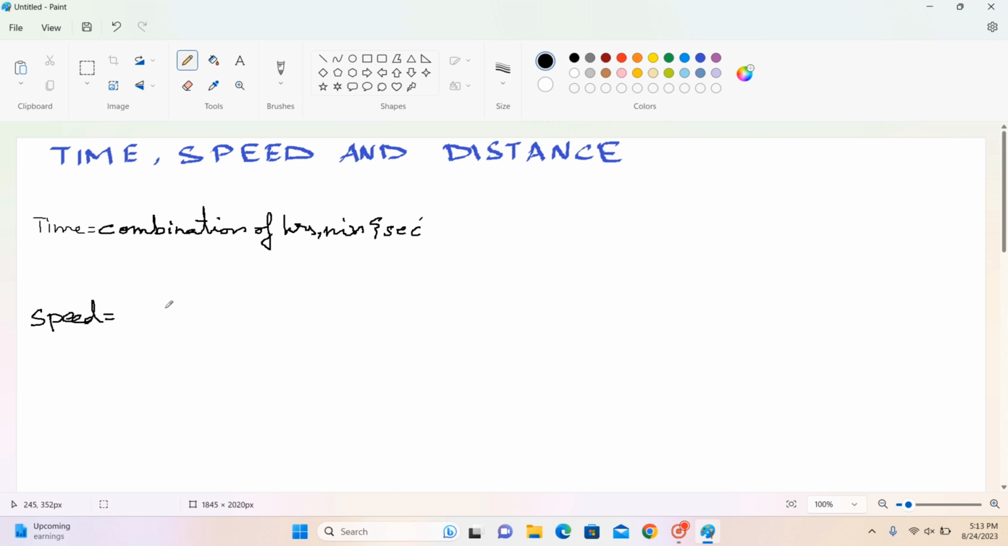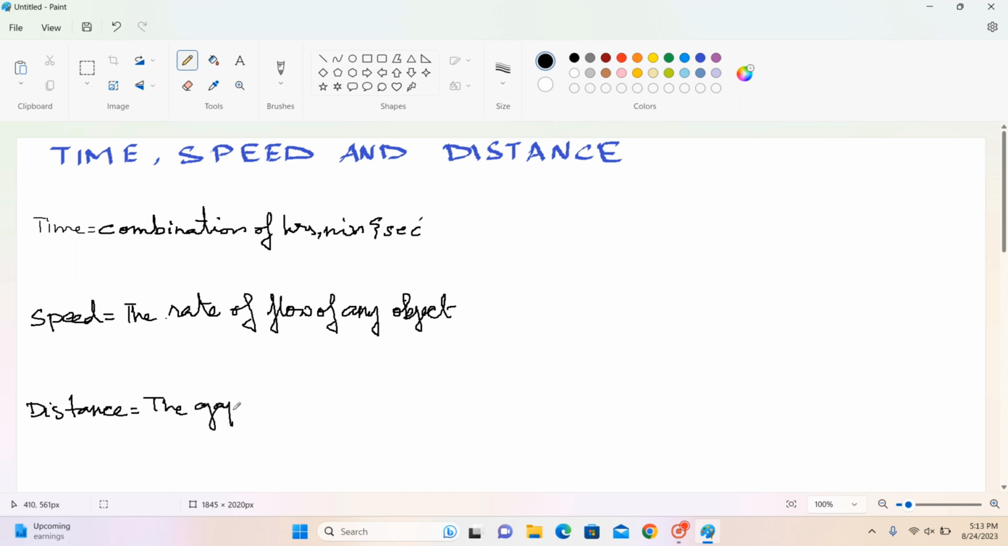So what is speed? Like moving of an object. So the rate of flow of any object. Next, distance. So what is distance? The length or the gap between two places or points, the gap between two points.